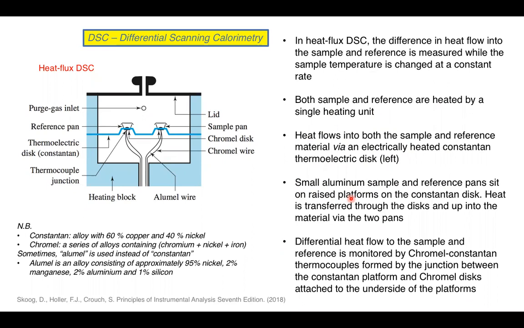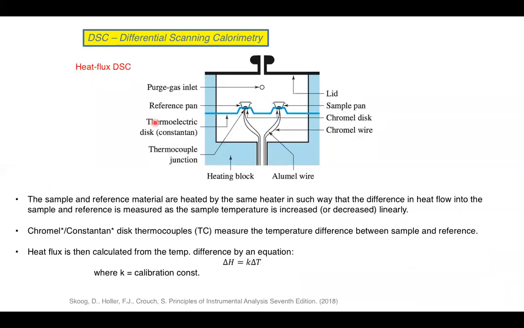Differential heat flow to the sample and reference is monitored by chromel-constantan thermocouples formed by the junction between the constantan platform and chromel discs attached to the underside of the platforms. So we have here the constantan disc, which is where the heat is going to flow through the junction into the sample. So here we have it again. The sample and reference material are heated by the same heater in such a way that the difference in heat flow into the sample and the reference is measured as the sample temperature is increased or decreased linearly.